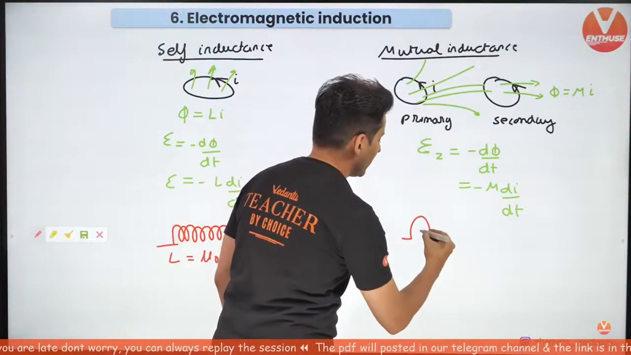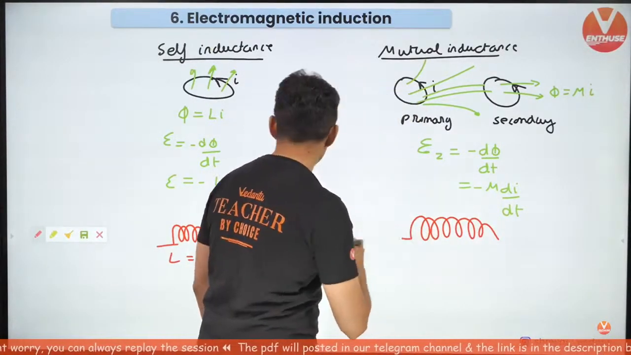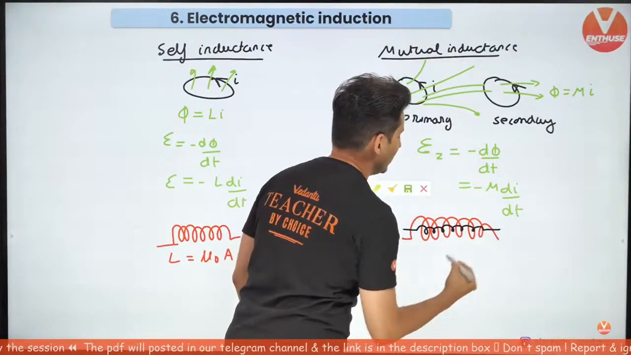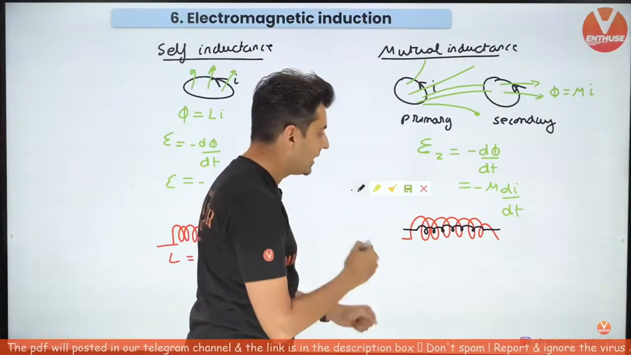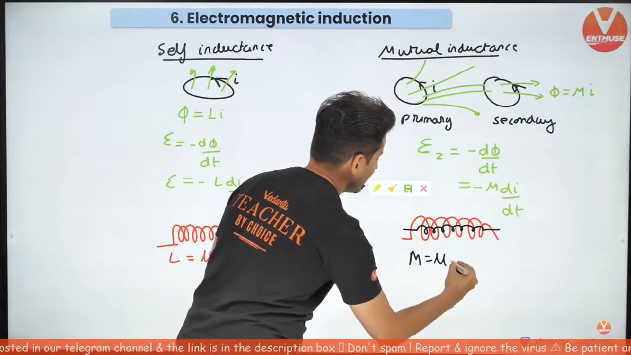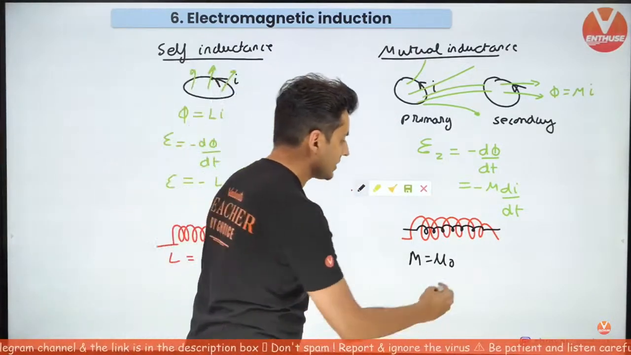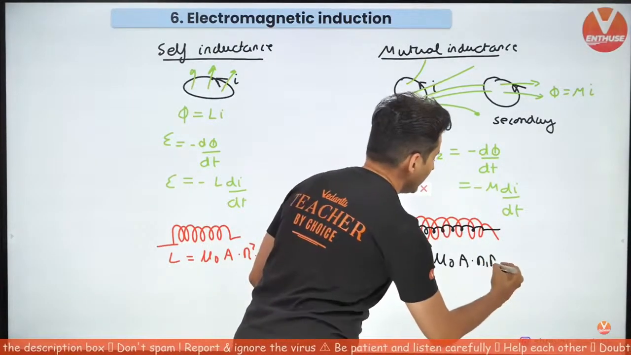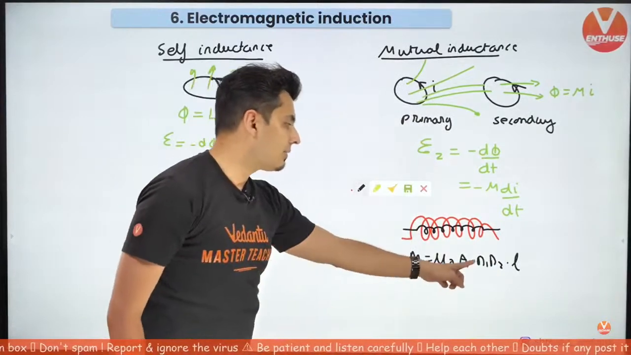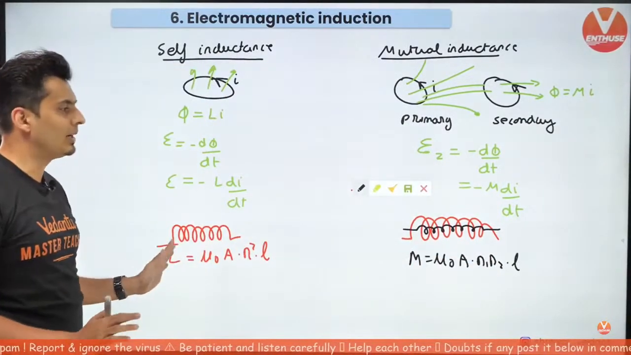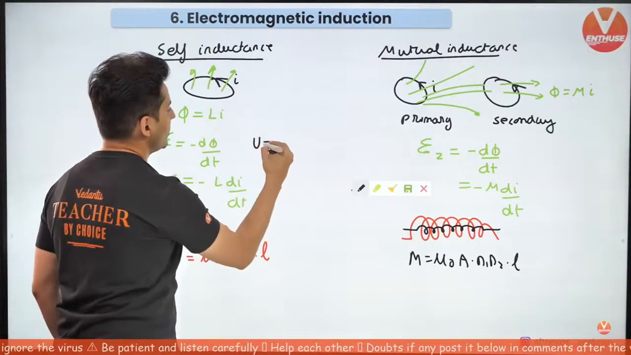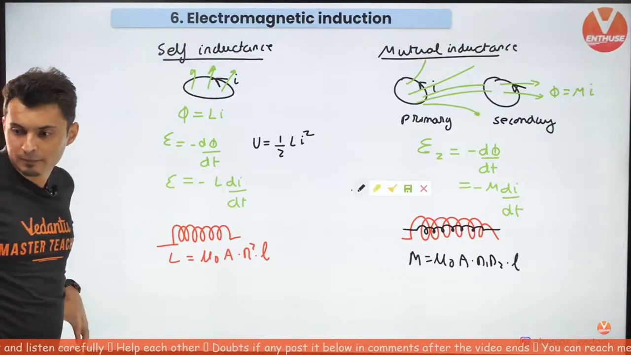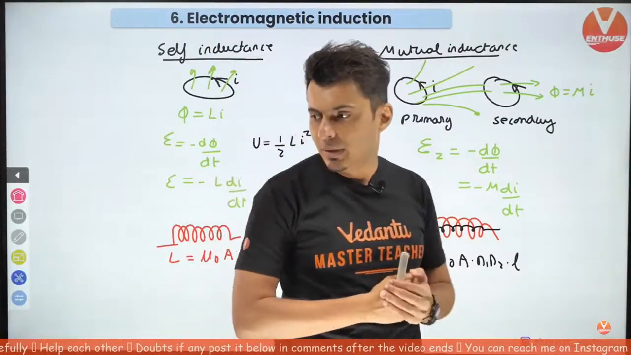Similarly, if you take one solenoid and inside that you put another solenoid, then we will be talking about mutual inductance. So the mutual inductance between two coaxial solenoids M is given by the same formula, mu naught, area of cross section of the smaller coil, into, instead of N square, you will put N1 N2, into the length of the solenoid. N1 into N2. That's it. Very easy to remember. And energy stored is half L i square. Keep this in mind. Fair enough? Cool? Great. Chalo, let's get moving to the next one.